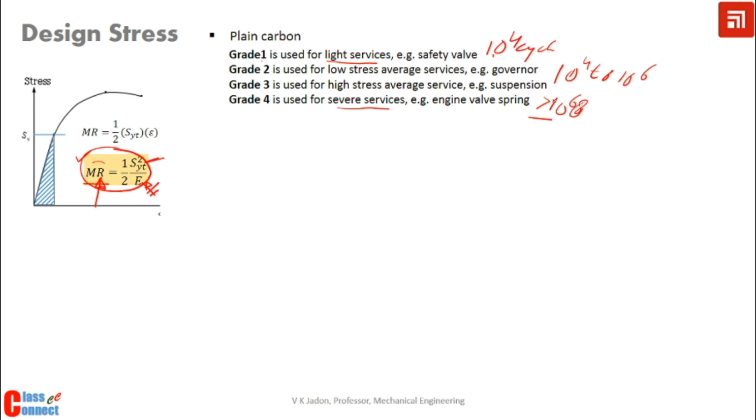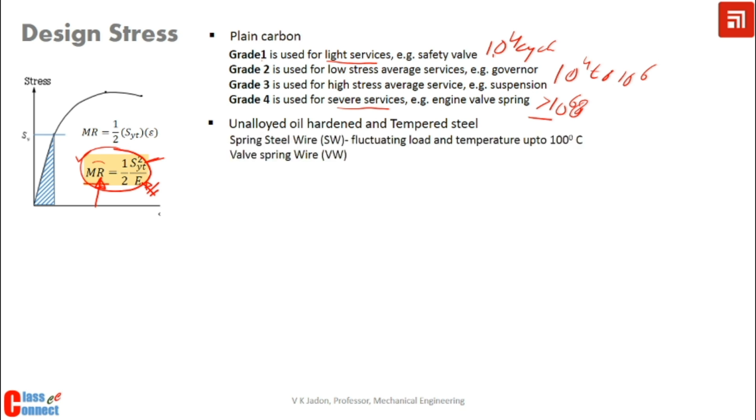That is how we can select a material for a spring, if we are looking for plain carbon steel. We can also use unalloyed oil hardened and tempered steel, and this steel is again in two grades. One is spring steel wire SW, another is Wahl spring wire.